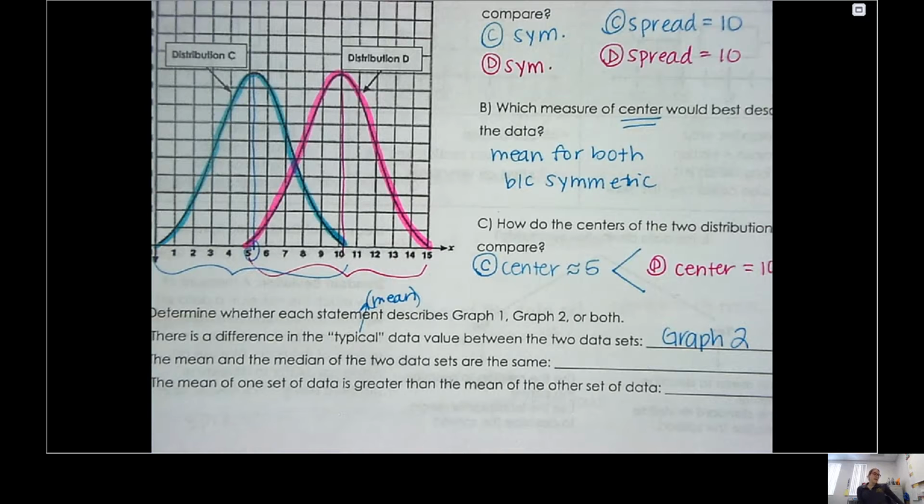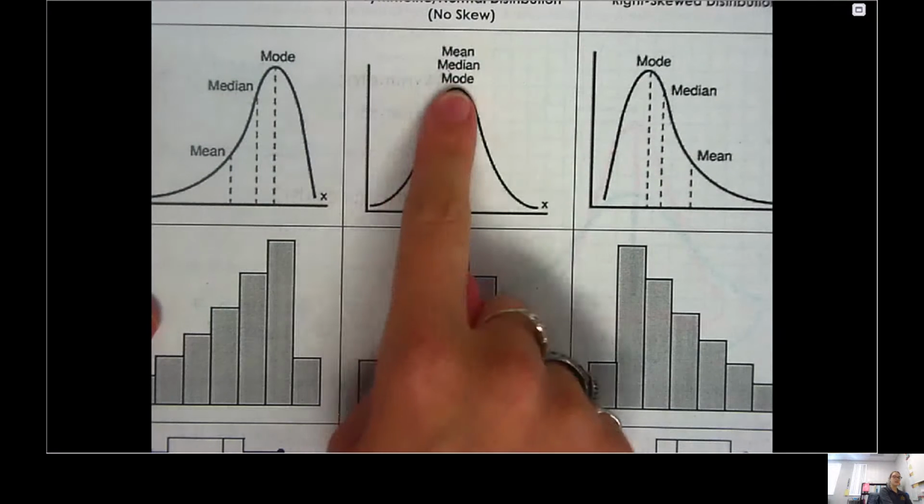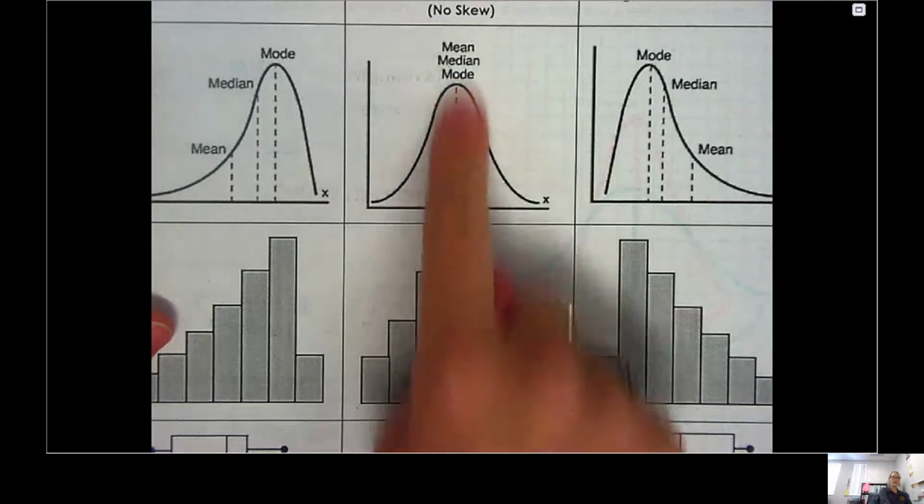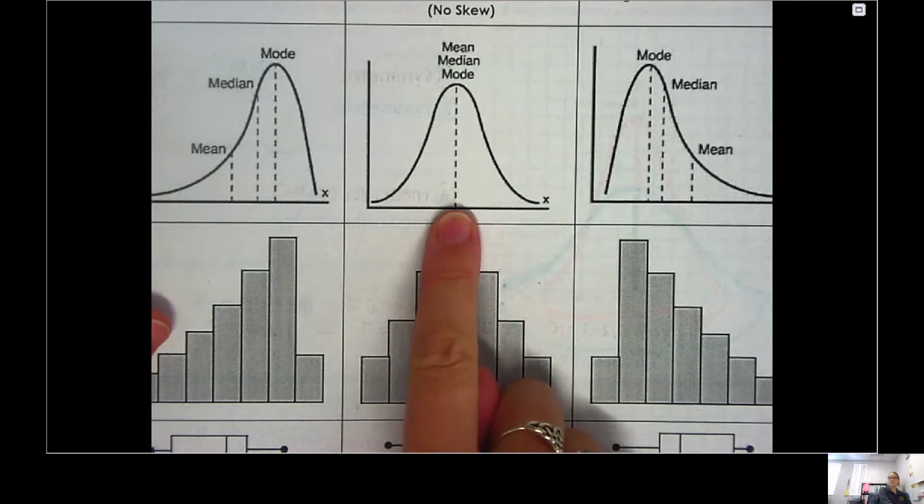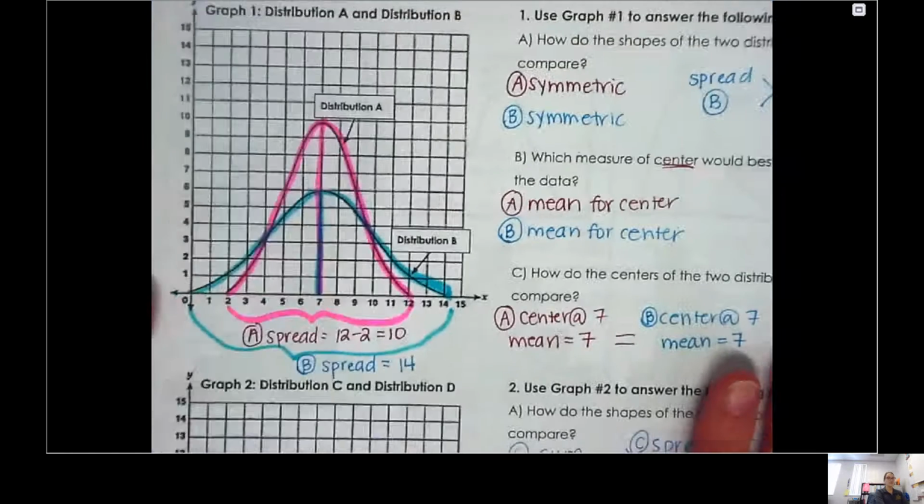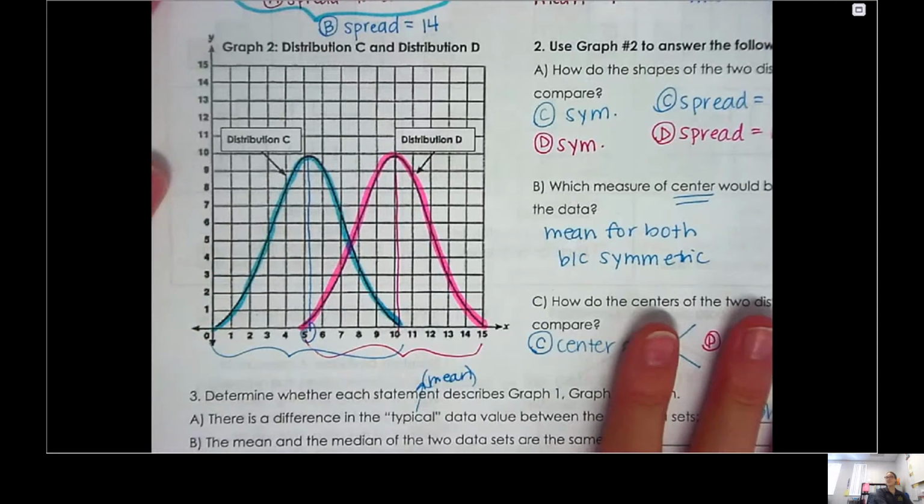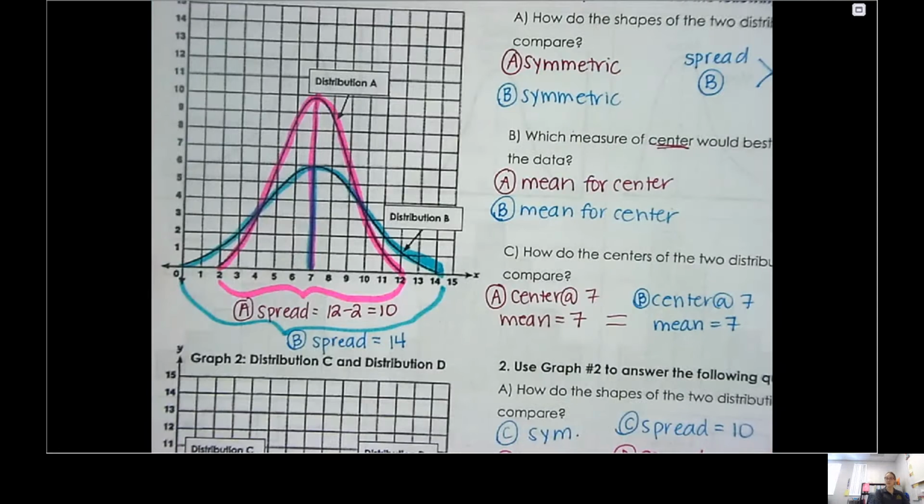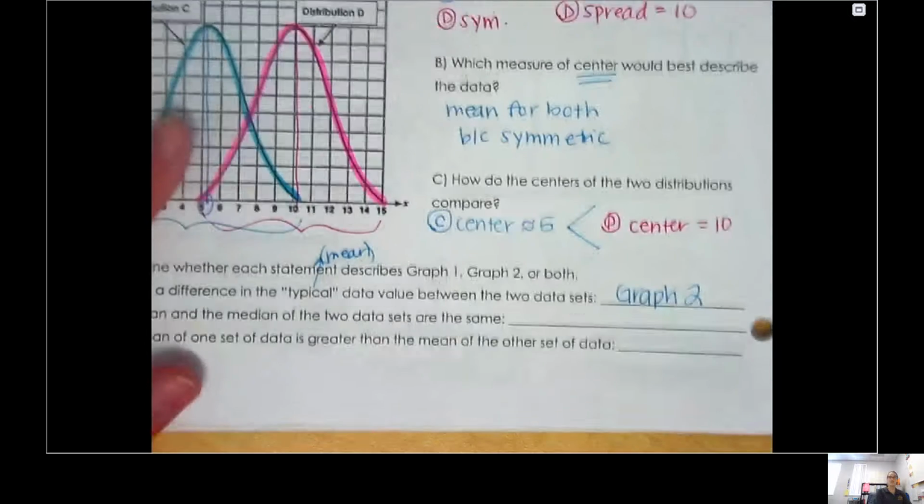The mean and the median of the two data sets are the same. So if we go back to our little picture on the other side, your mean and your median for a symmetric graph are at the same number. They're at the same center. So which one of those has the same center, graph 1 or graph 2? Graph 1. There you go. So your answer there is graph 1. The centers are at the same spot.